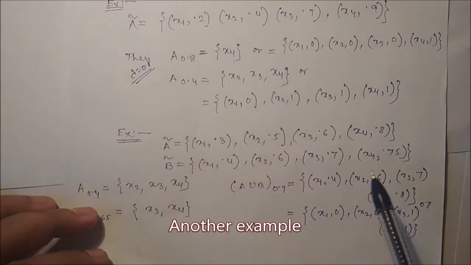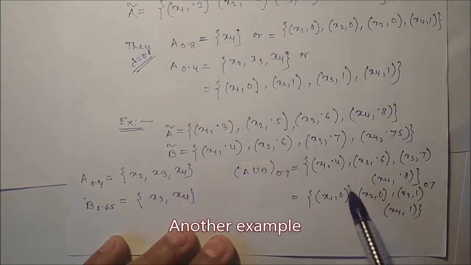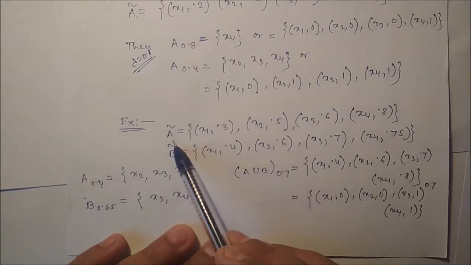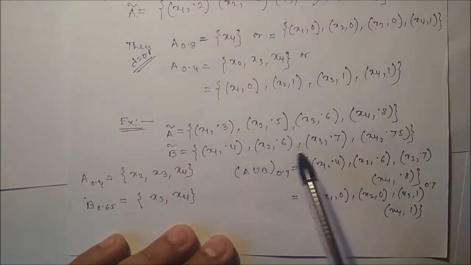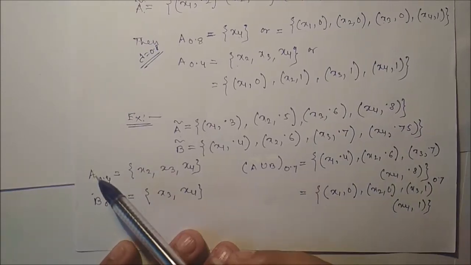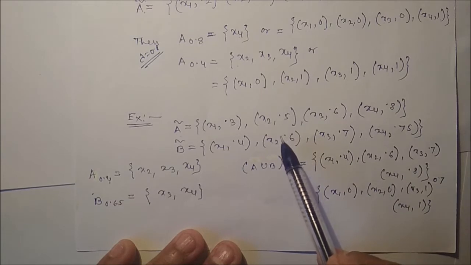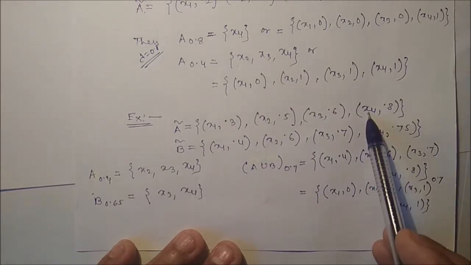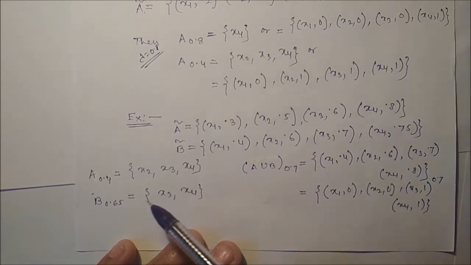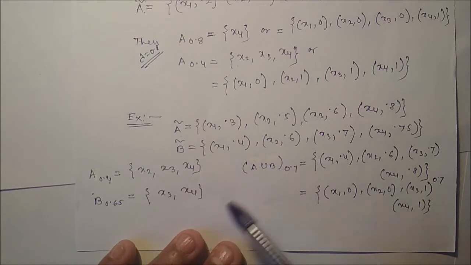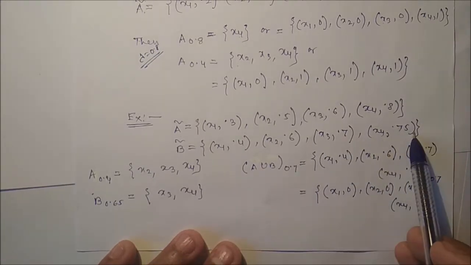Okay, so we can apply union, intersection and complement too. If two fuzzy sets A and B are there, these are the elements and the associated membership values. If it is A 0.4, the output will be x2, x3 and x4, because they are more than 0.4. And if it is B 0.65, the output will be x3 and x4, that's more than 0.65.